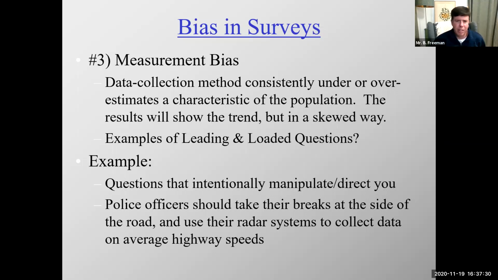So examples are trickier here. It's just any question that intentionally manipulates or directs you in one direction. And then sometimes it's not even a question, it's just a data collection method. So for example, police officers that have the radar systems to record speeding, being told, hey, if you're on break, if you're writing up a report on the side of the road, we just want general data on how much people are speeding. So throw the radar on, let the computer record the speeds. You don't have to go after anyone, but we'll just have that data down.